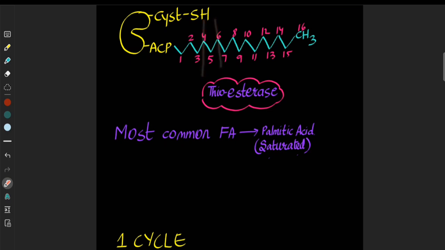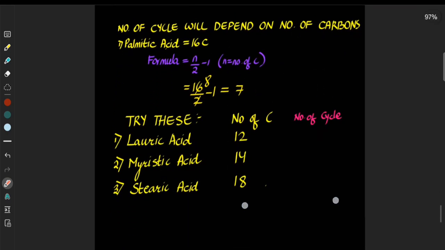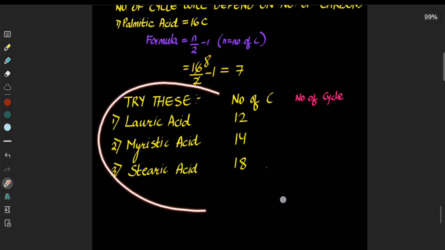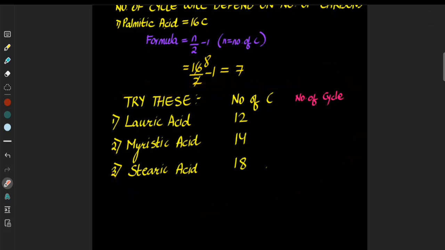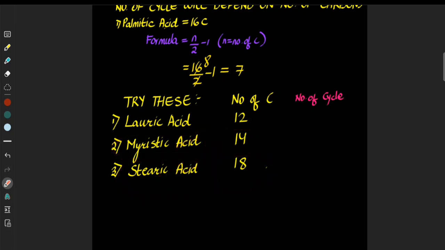Now you can try this at home as your homework, where I have given you the names of the fatty acids: lauric acid, which has a carbon number of 12, then myristic acid which has a carbon number of 14, and then stearic acid which has a carbon number of 18. So you just have to divide, and then you have to just subtract, right? So you'll get the number of cycles.